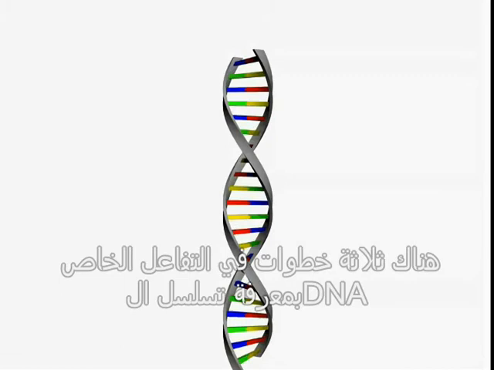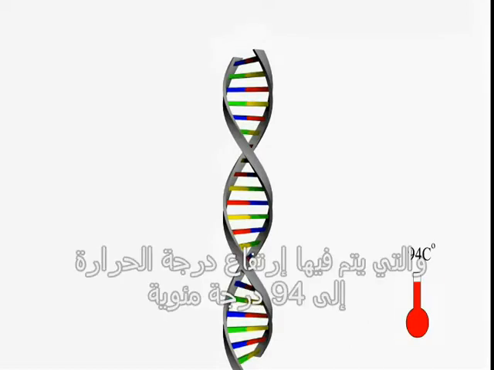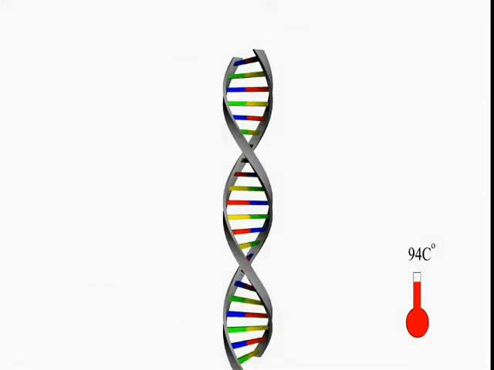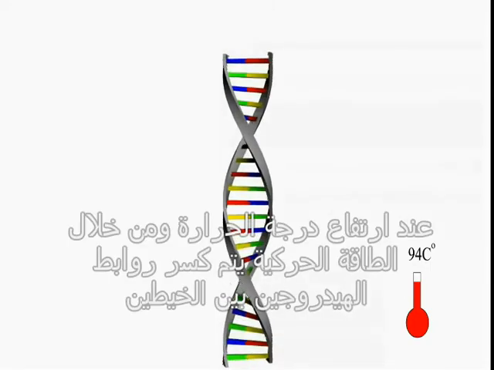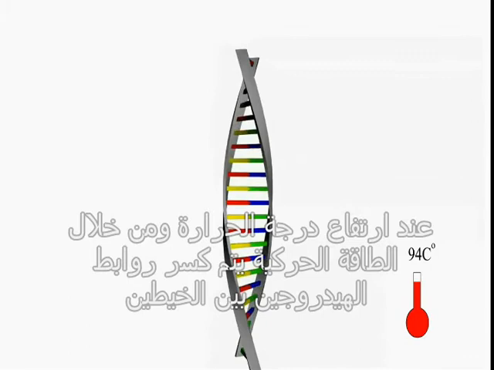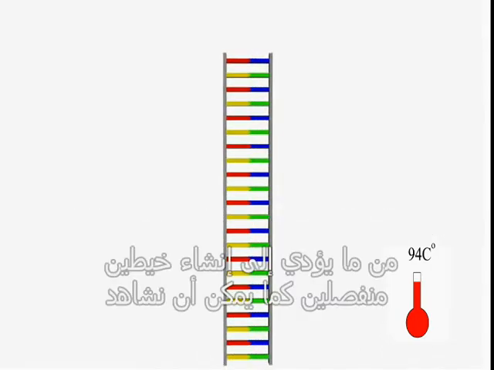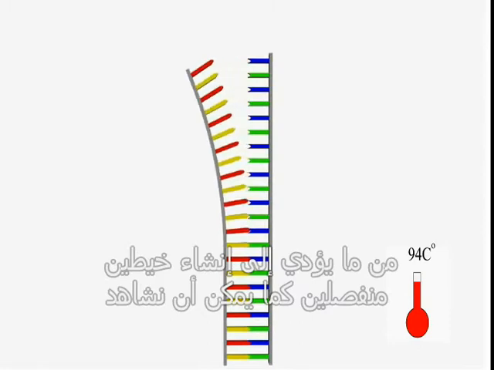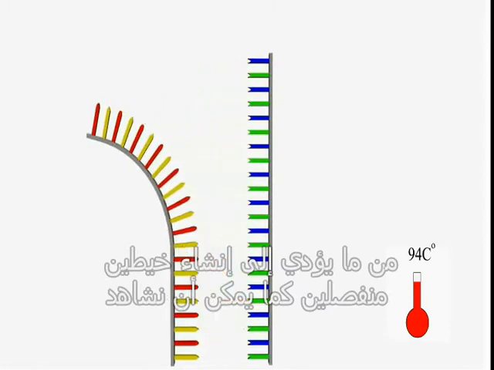There are 3 steps in a sequencing reaction. In the denaturation step, we will raise the temperature up to 94 degrees Celsius. When raising the temperature, due to kinetic energy, hydrogen bonds between the strands break down, and they are separated, generating 2 single strands, as we can see now.